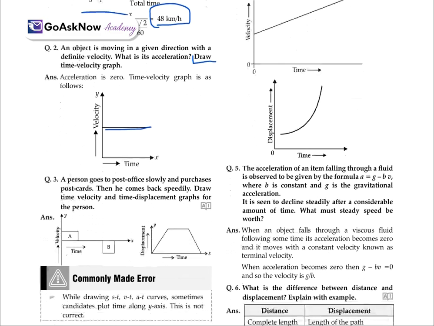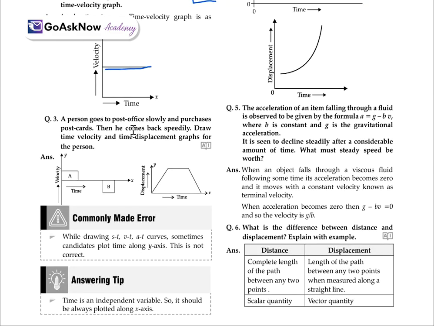Now, the third question is: a person goes to the post office slowly, purchases a postcard, and then comes back speedily. Draw the time velocity graph and the time displacement graph of the person. As the person is going to the post office slowly and then comes back speedily, two different things are happening. When we draw the graph between velocity and time, on the X and Y axes, A is here and B will be there, with time going the slow way, and when he comes back speedily, it will be like this.